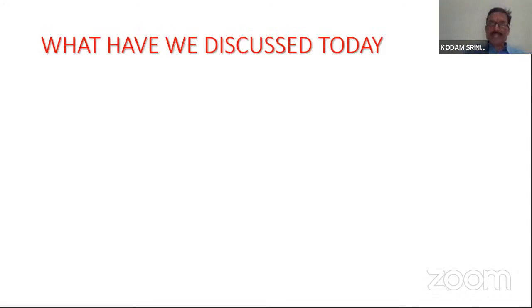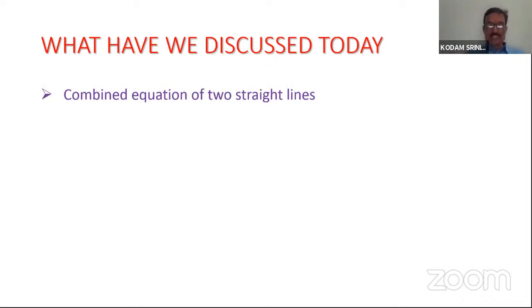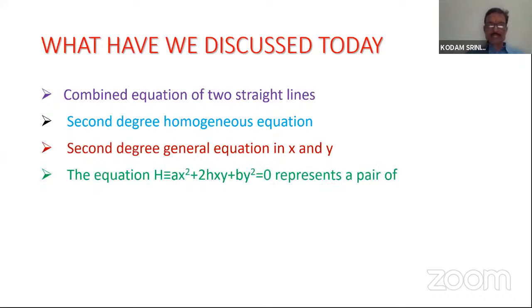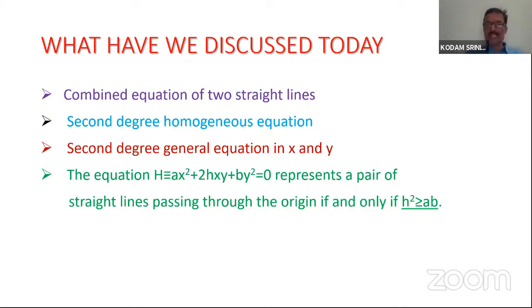So now, in this session today we have discussed the combined equation of two straight lines, the second degree homogeneous equation, and the second degree general equation in x and y. The equation ax square plus 2hxy plus by square equal to 0 represents a pair of straight lines passing through the origin if and only if h square is greater than or equal to ab, and the angle between the pair of straight lines.